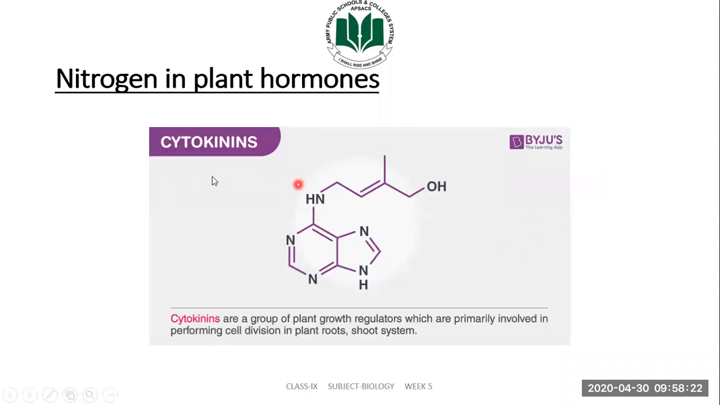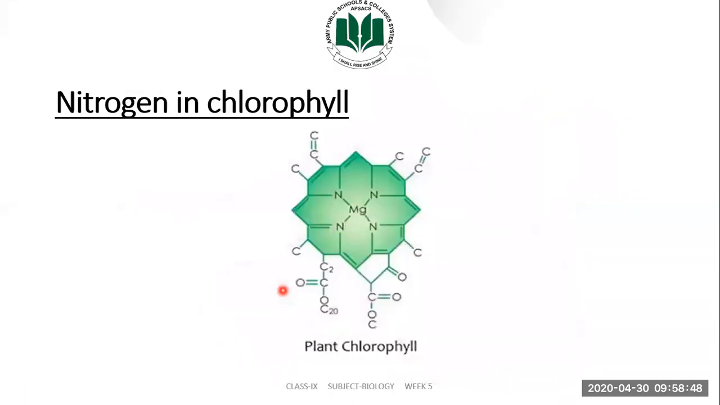You can see here, this is a cytokinin, which is a plant hormone. It is a group of plant growth regulators, which are primarily involved in cell division in plant roots and shoots. You can see here, there is N, N, N, and N. There are 5 nitrogen atoms in the structure of cytokinins, and cytokinins are important for the root and shoot system, plant root growth, and their cell division. So you can see here, nitrogen is very important in plant life.